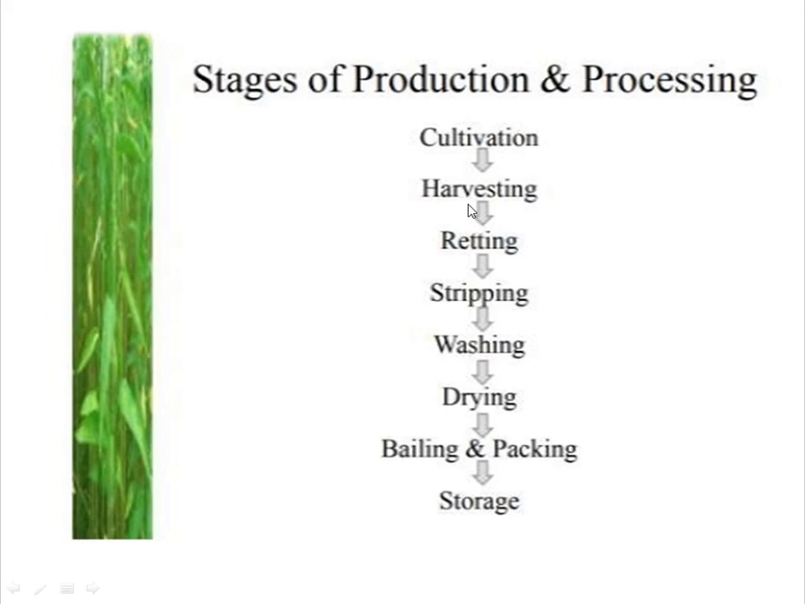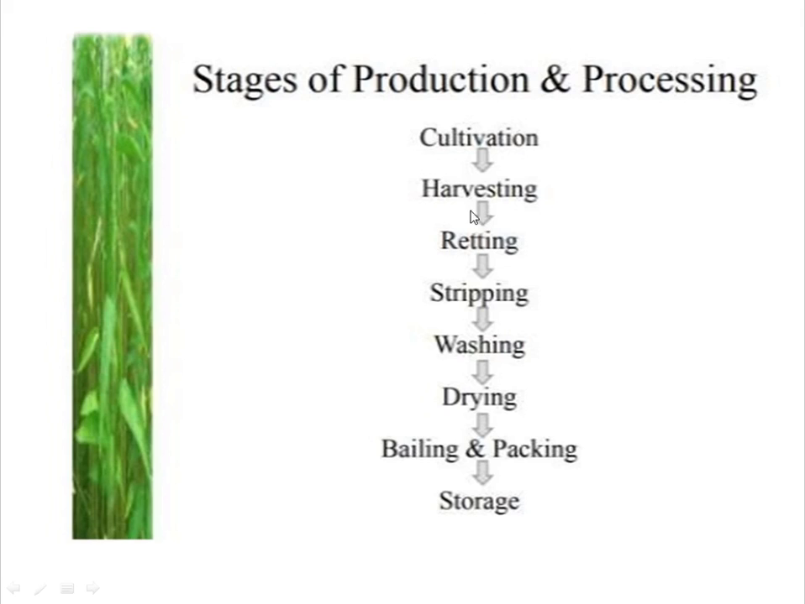The next process is harvesting. After cultivation, the next process is harvesting. Harvesting is done after the complete growth of the plant, in the month of July when the plants are in the flowering stage. The stems are cut, leaves are removed, and the stems are tied into bundles. This process is known as the harvesting process.